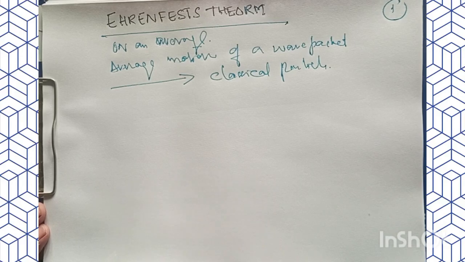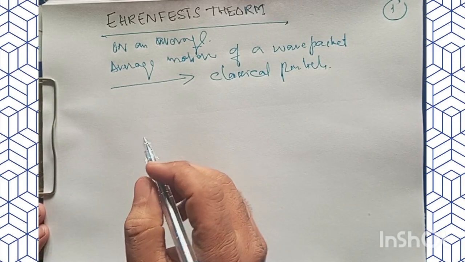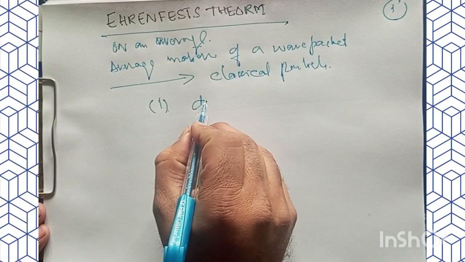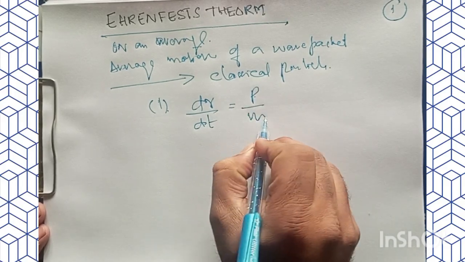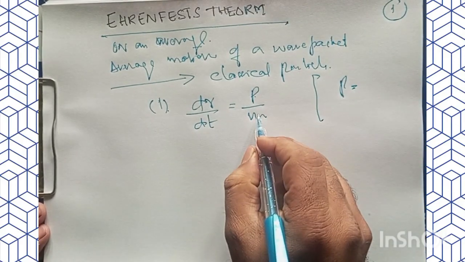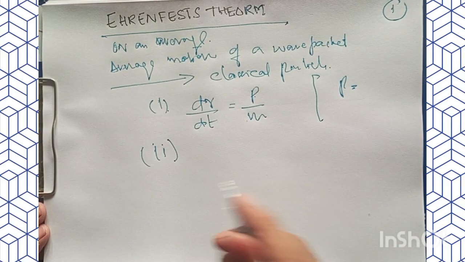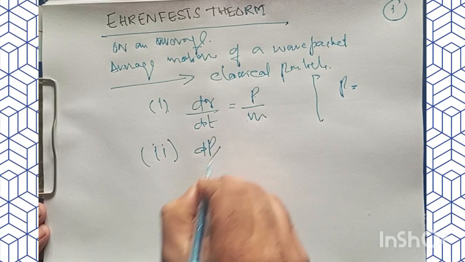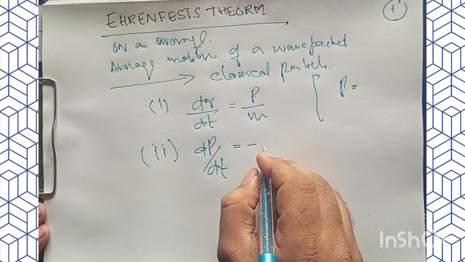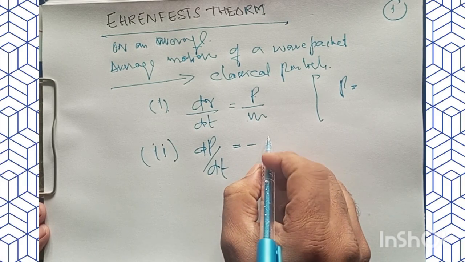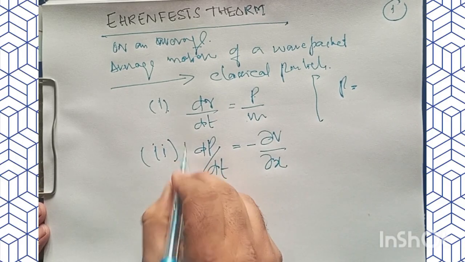Now, how can we write down Newton's second law of motion, or how can we write down the momenta? The very first thing is that the time derivative of position is basically momentum by mass, since momentum is the product of mass and velocity. So this can be one classical equation. The next one is the rate of change of linear momentum, which can be given as the negative gradient of the potential energy: minus dou V by dou x, if the motion is along x.